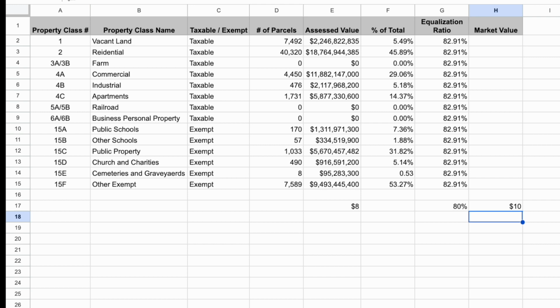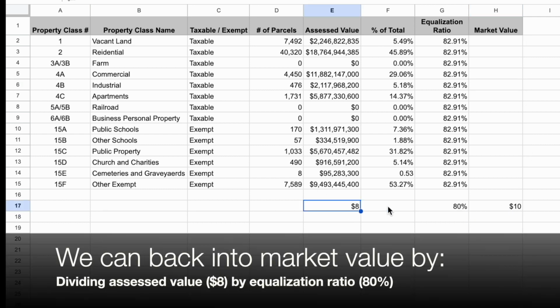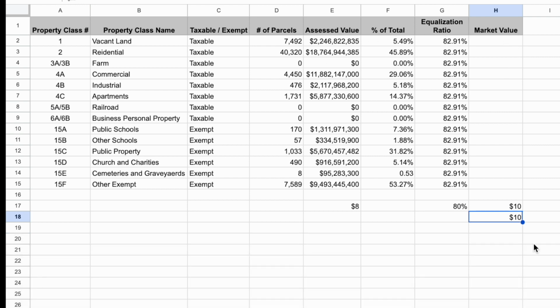I think, once you get grounded in this numerator denominator math, it makes sense, right? $8 of $10 is 80%. What we want to do is basically be able to back into the $10 using the 8 and the 80%. And how do we do that? Well, 8 divided by 80%, and that gets us to 10, okay? So assessed value divided by equalization ratio gets us to market value.